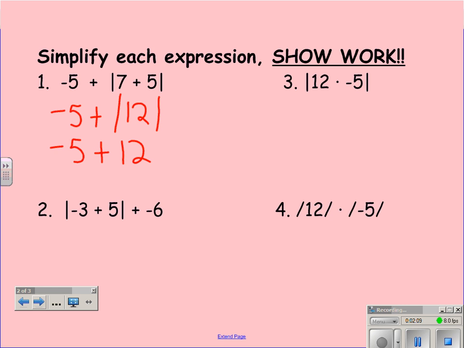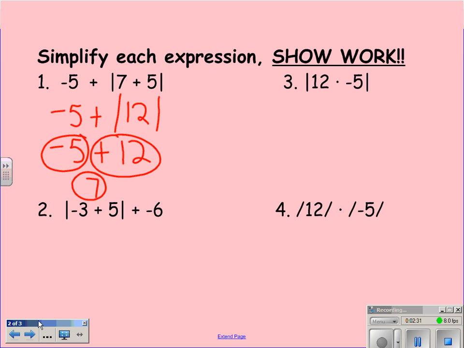I want you to think of this as really all you're doing is combining constants or like terms. So if I'm combining a 12 and a negative 5, then I have the answer of 7. Notice that I do put in a circle or a box or something to signify that that is my final answer.